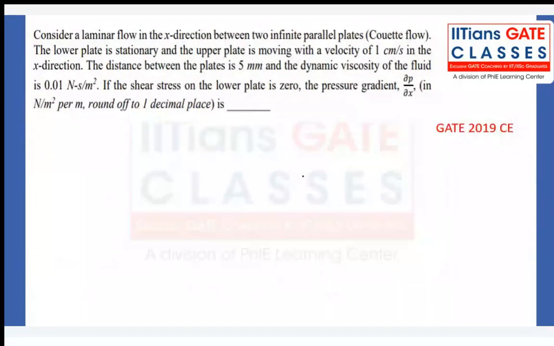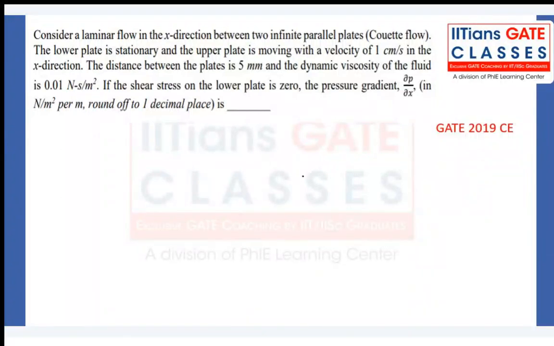Try to solve this question. Consider a laminar flow in the x direction between two infinite parallel plates, that is a Couette flow. The lower plate is stationary and the upper plate is moving with some velocity, 1 centimeter per second, in the x direction. The distance between the plates, that is capital H, is 5 mm. The dynamic viscosity is given. If the shear stress on the lower plate is 0, then what is the pressure gradient value?